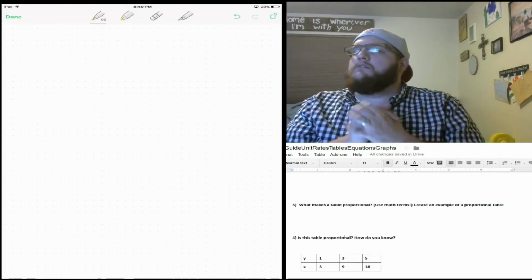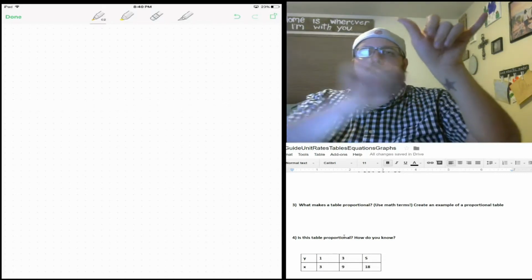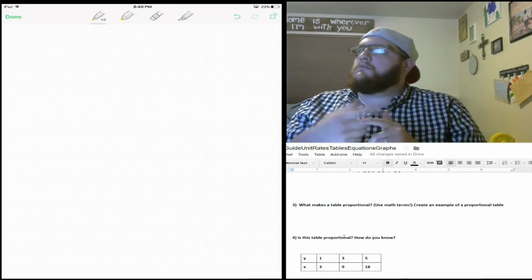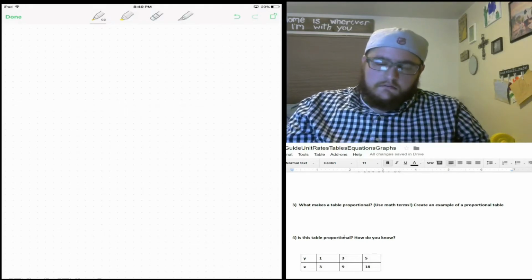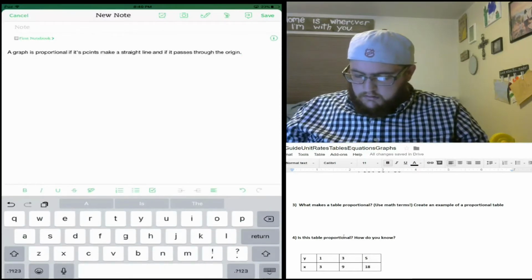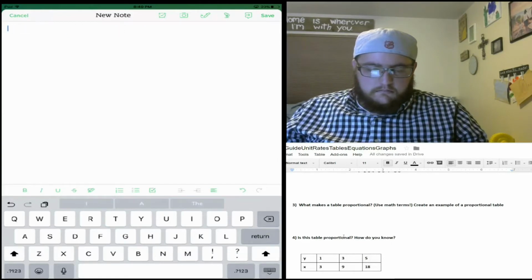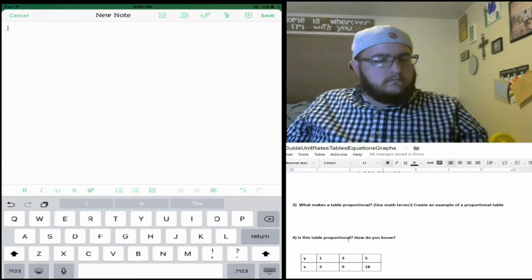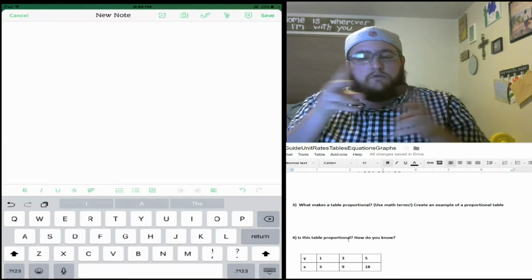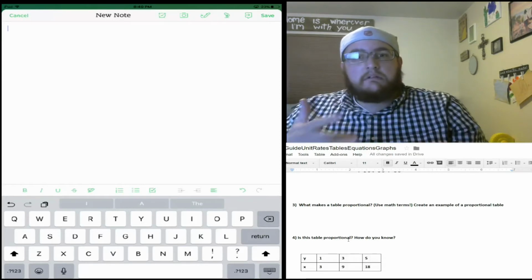Number 3 says, what makes a table proportional? Use math terms. Create an example of a proportional table. So remember that a table has x and y values, and they can either be set up horizontally in a table or vertically in a t-chart or table. So we're going to need to set up our own proportional table.